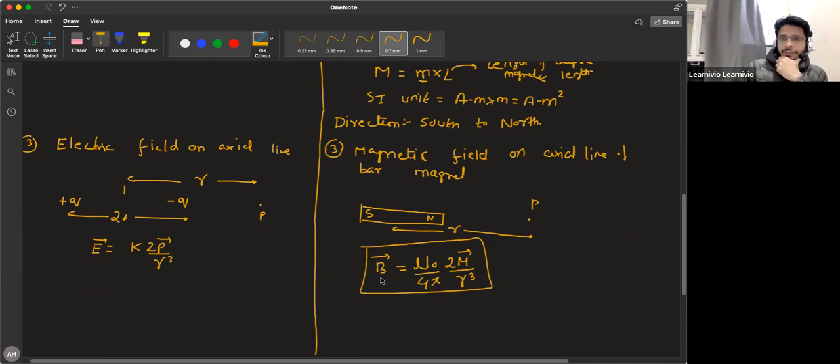This is the expression of magnetic field on the axial line. And from this expression, you can guess the direction of the magnetic field also. See, this is magnetic field and this is magnetic moment. On the left hand side, you have magnetic field. On the right hand side, you have magnetic moment. That means the direction of the magnetic field is the same as that of the magnetic moment. What is the direction of magnetic moment, Hishma?